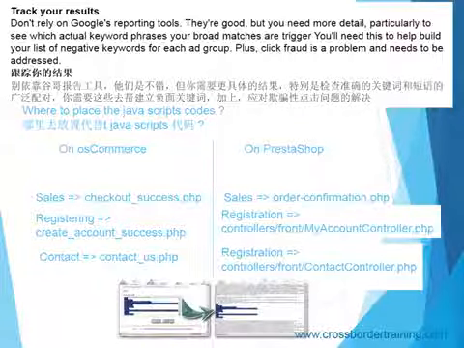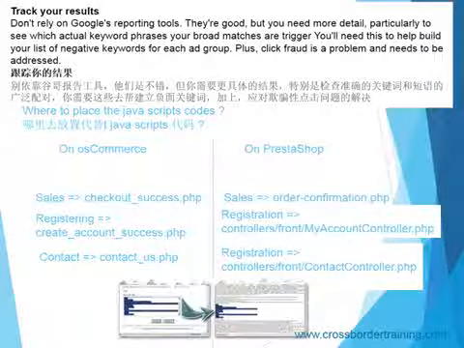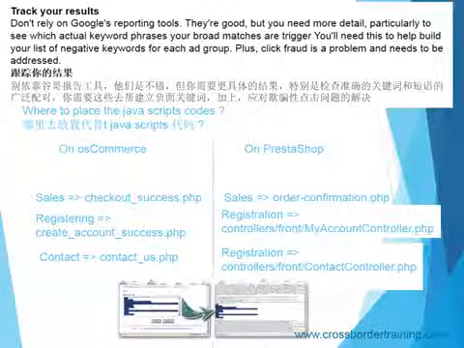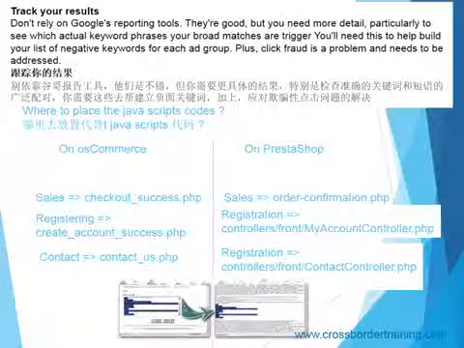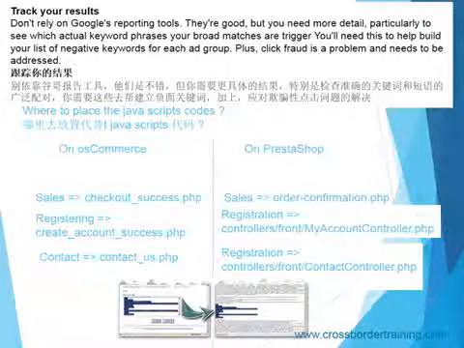So as I say, it will depend on the page. For example, if you're using osCommerce, for the sales it will be on checkout_success.php. If it's for registering, it will be on create_account_success.php. If it's a contact page, it's on contact_us.php. And if you're using PrestaShop, for the sales it will be on order-confirmation.php. If it's for the registration, it would be on controllers/front/MyAccountController.php. And for the contact, it's on controllers/front/ContactController.php.